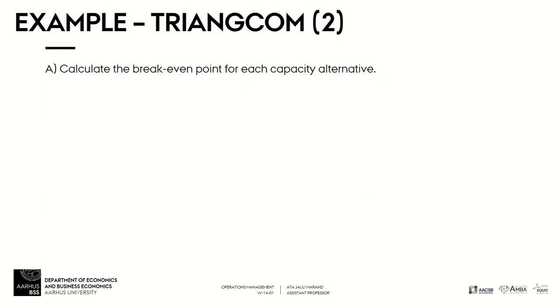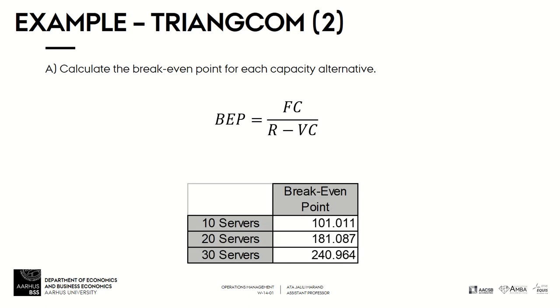In the first question, we need to calculate the break-even point for each capacity alternative. Of course, we will use the same formula we saw in the previous slide, and then we will get these numbers. But let's see how these numbers are calculated. For example, let's see how the break-even point for the second scenario is calculated.